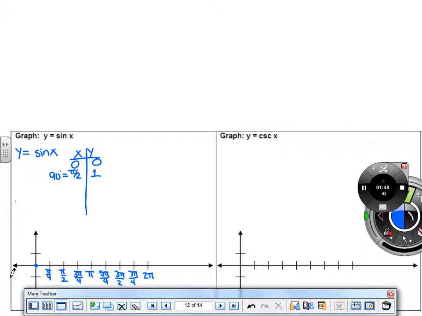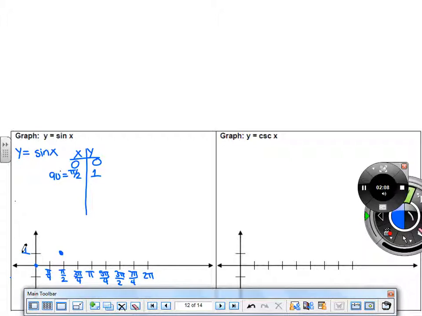So I'm not going to really plug in pi over 4 because that's 45 degrees. I know the sine of 45 degrees is root 2 over 2, but is that a convenient thing for me to graph on the graph? No. So I'm going to skip straight to 90 degrees or pi over 2 where I know the graph reaches 1. And that's where it reaches its maximum at 1.